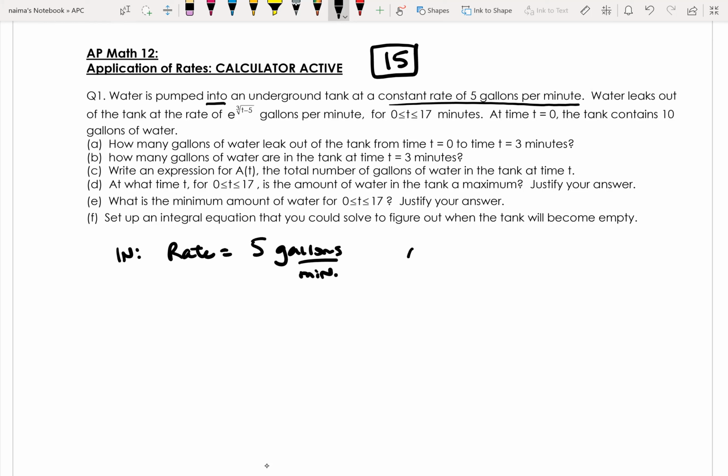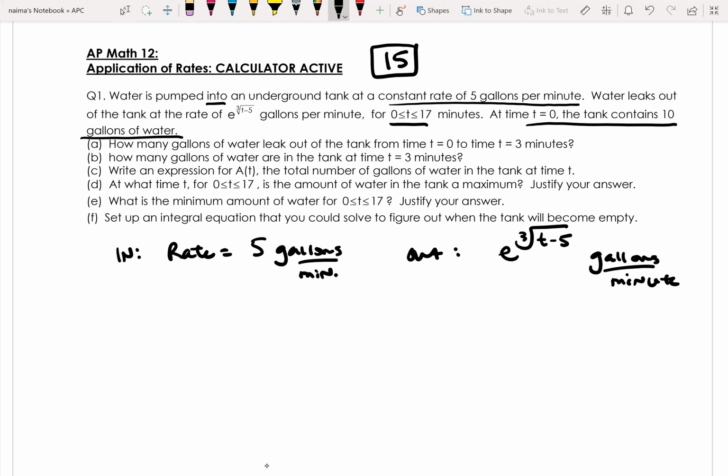Water leaks out of the tank at the rate of e to the cube root of t minus 5 gallons per minute. Remember, I talked about how the rate is really important for us to look at when we're dealing with these. And it goes from 0 to 17 minutes. At time t equals 0, the tank contains 10 gallons of water. Okay, so that's important. Remember, that's our initial condition.